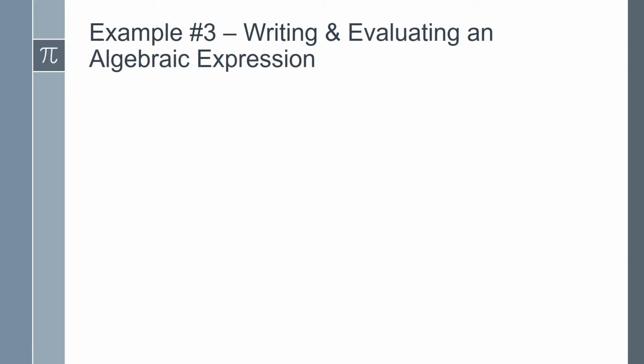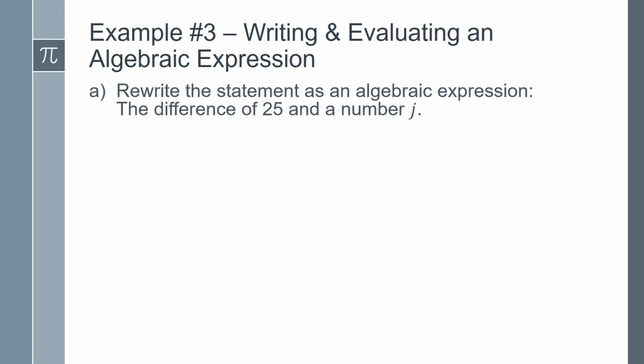For example number 3, we will not only write an algebraic expression, but we will also evaluate it for given values of the variable. We will need to rewrite the following statement as an algebraic expression. The difference of 25 and a number j. Difference of means subtraction, so we find the expression 25 minus j.